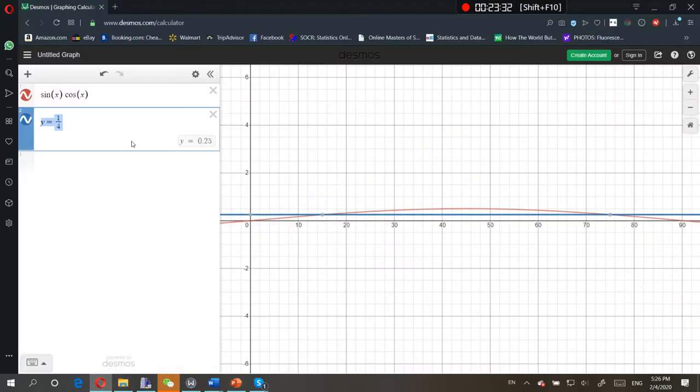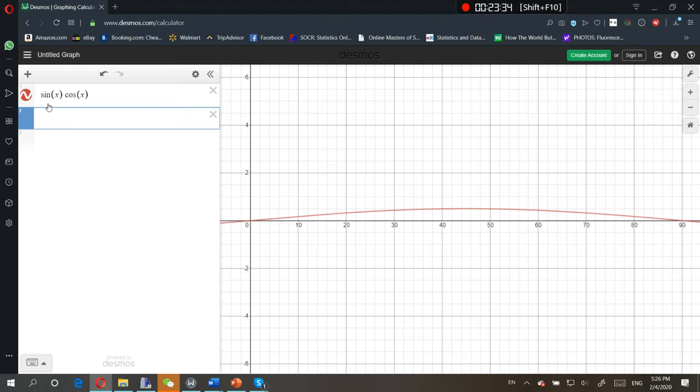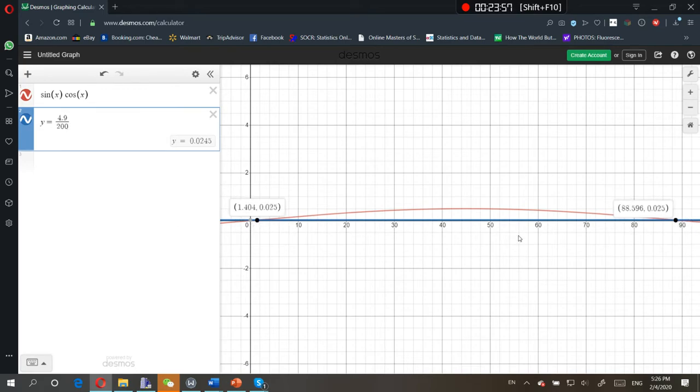Okay, so on Desmos, I've got sine of x and cosine of x graphed right now. From 0 to 90, that's my angles that I could have shot this ball at. If I shoot at a 90-degree angle, I'm shooting straight up, so I know it's got to be an angle between that. And I want this to equal 4.9 over 200. So that gives us 2 points here and here.